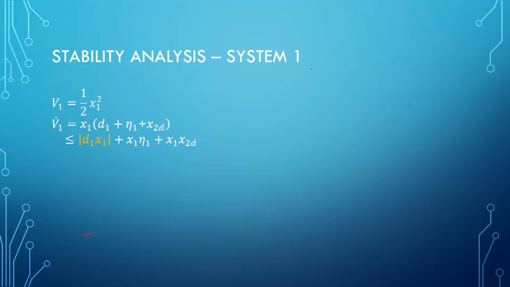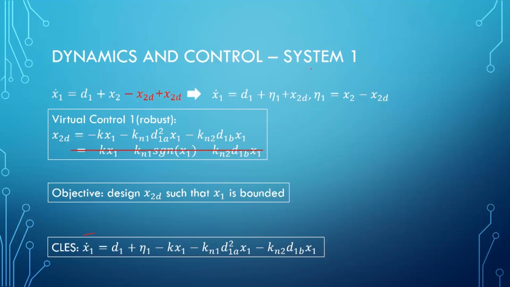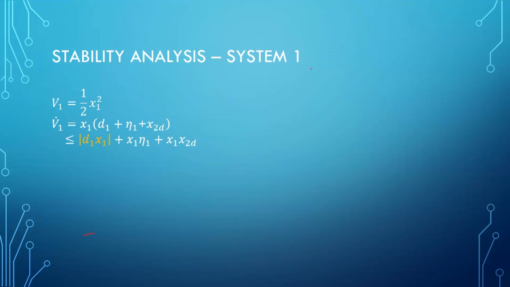So when you take the time derivative, you have x1 dot, you substitute this open loop dynamics. In here, this first term x1 d1 can be upper bounded. D1, because d1 is unknown. D1 is disturbance. Disturbance is unknown. So we need to upper bound the unknown terms. So the way is we put absolute value on the product, okay?